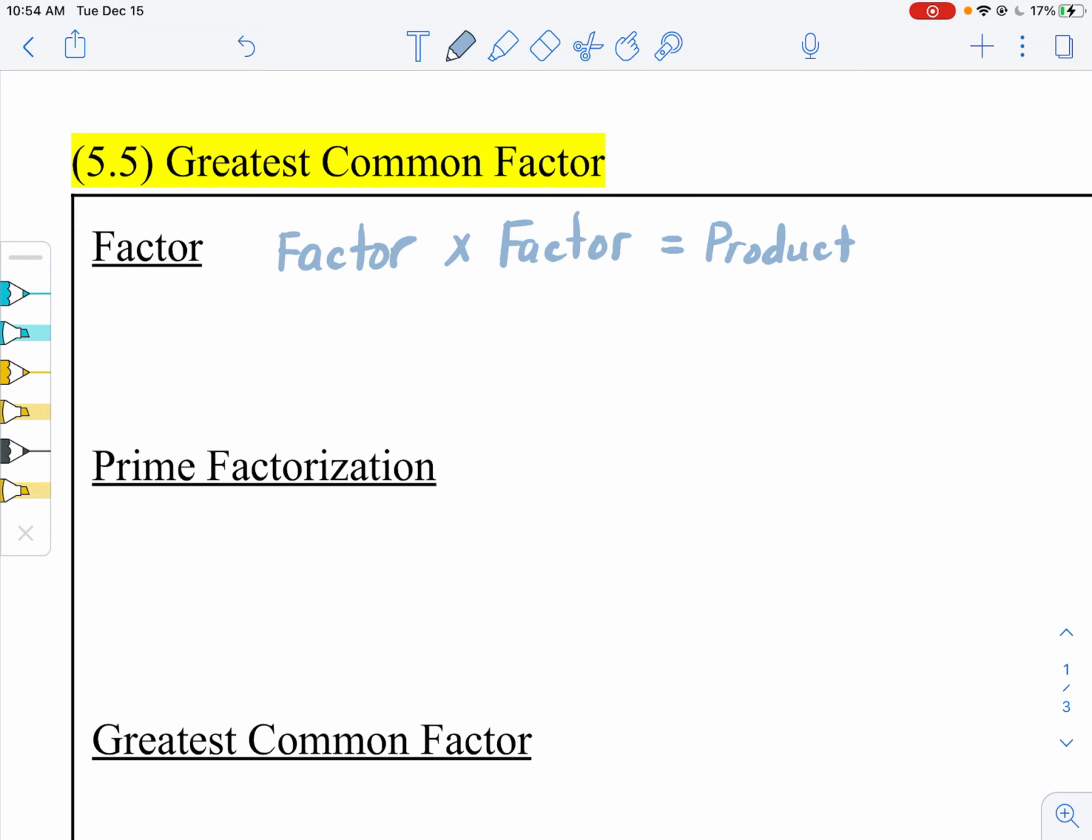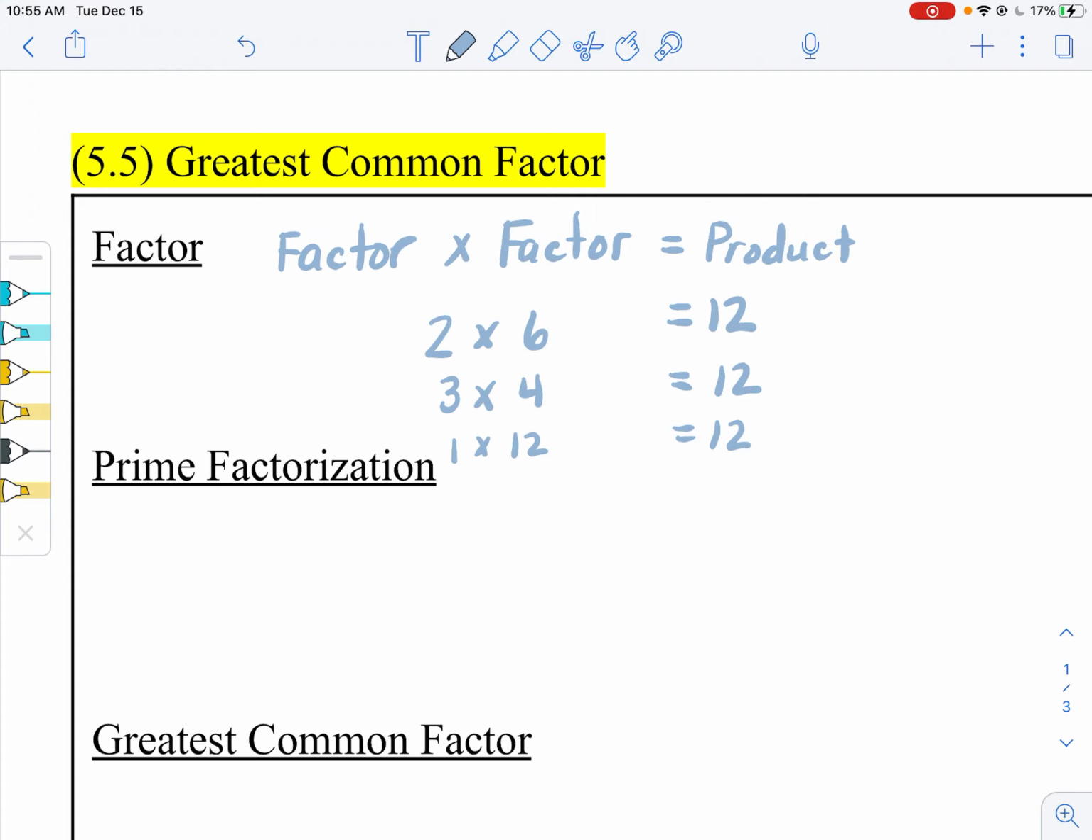As we've done in another example, if we had a product of 12, we have different combinations that we can do. We can have a factor of 2 times a factor of 6 get us 12. We can do a factor of 3 times a factor of 4 will get us 12. And a factor of 1 and a factor of 12 will also get us 12.